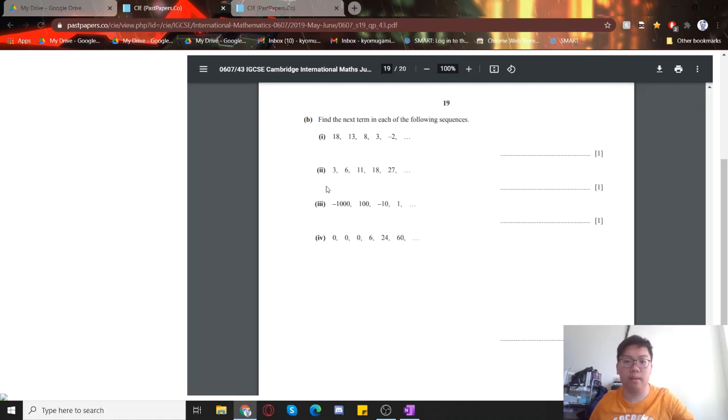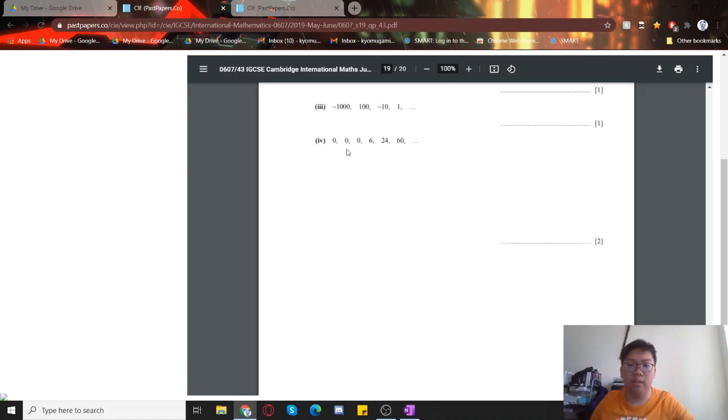Yep. This one is even easier. They're timesing by minus 0.1 every time, or minus 1 over 10, if you prefer it like that. So the next one's going to be minus 1 over 10 to the power of 3. So now we get on to 4.